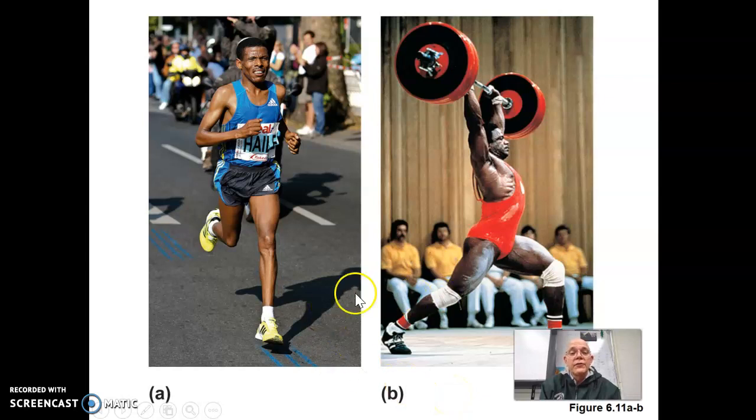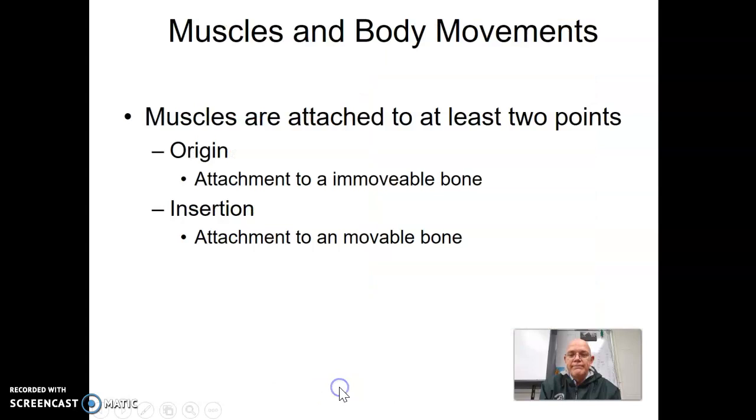But overall, if you're just going to do one or the other, it would probably be healthier to do aerobic exercise. All right.